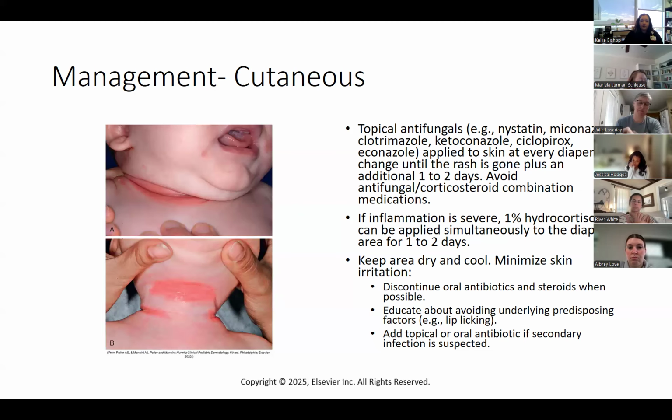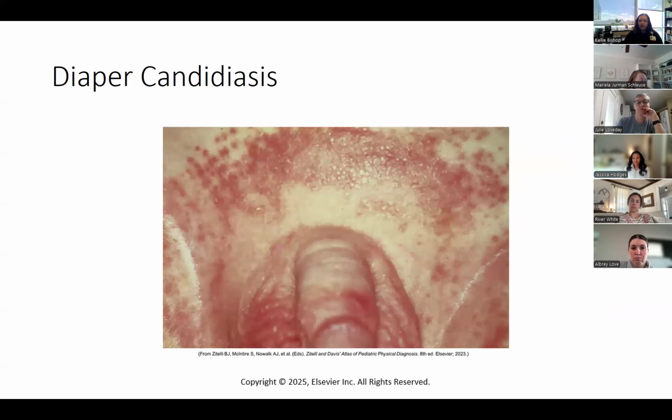But the neck is a pretty common place to see it in babies, especially if they have more rolls or they're drooling a lot and it just sits in there and then they grow yeast. And that's what it looks like. And this is a candidiasis diaper rash.